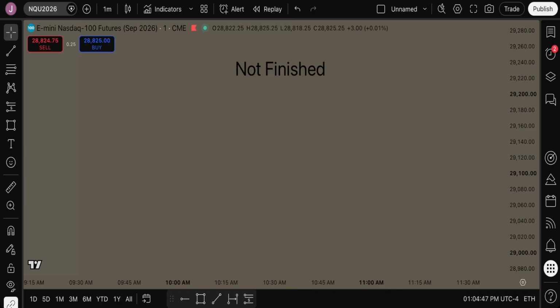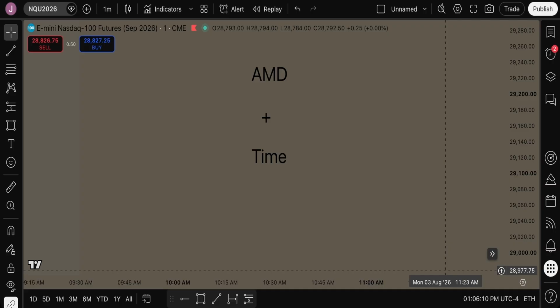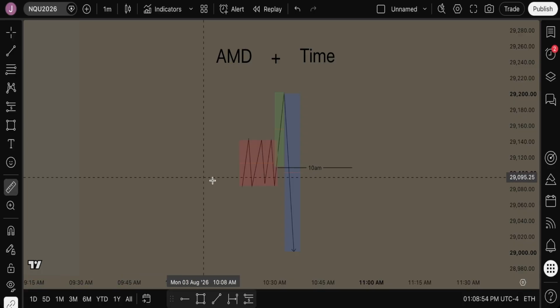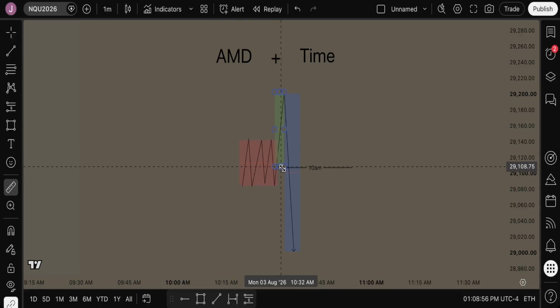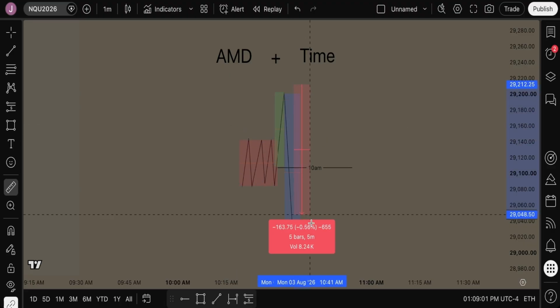However, understanding AMD is only half of what you need to know to understand PO3. Before effectively using the PO3 model, you must first add time to your AMD. An example of adding time to AMD is right here. We see price accumulate and then 10 a.m. candle opening up, manipulates above the buy side of this accumulating range, and then we get our distribution.